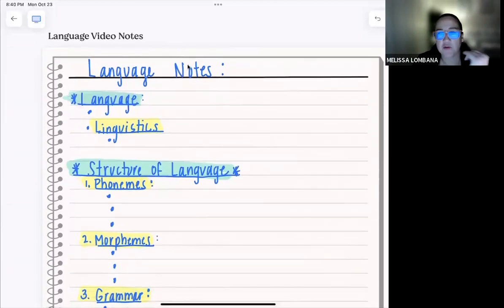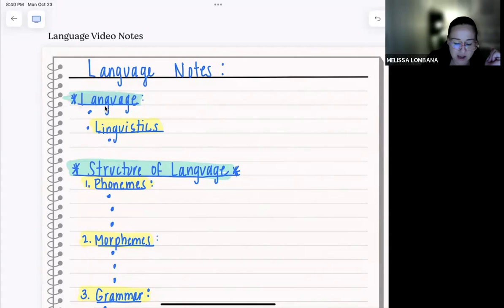At the top of your notes, you'll put language notes, video notes. Our first subtopic is going to be about language. Write the word language, and right under that, scoot over a little bit, your first little bullet. Those little bullets are what you're going to be writing. So language is anything that is spoken, written, or signed words.